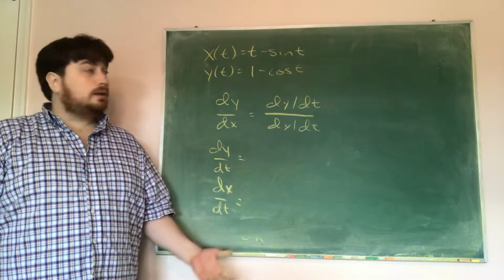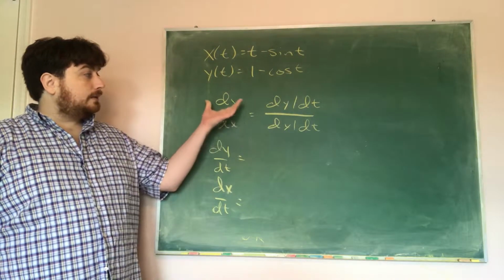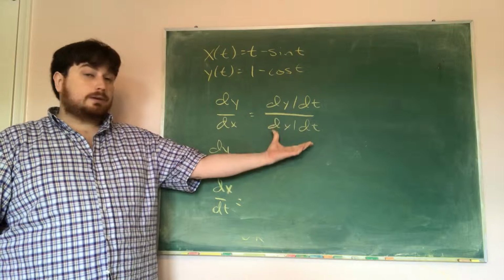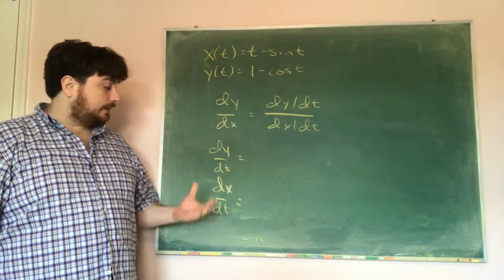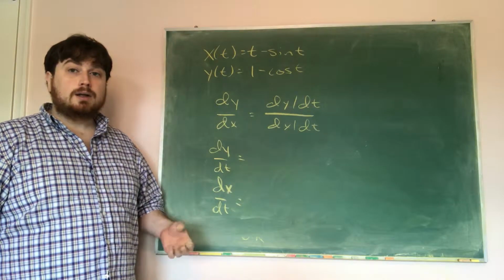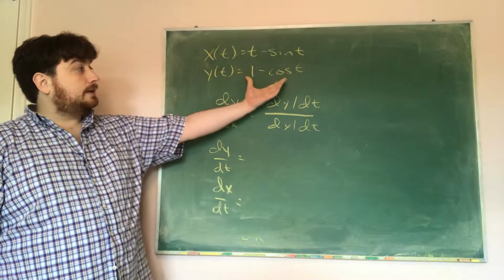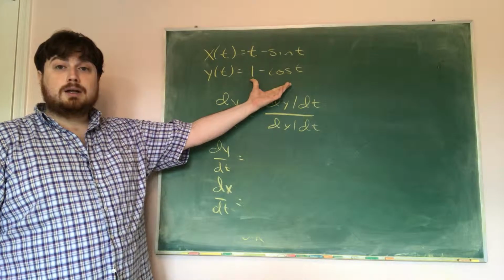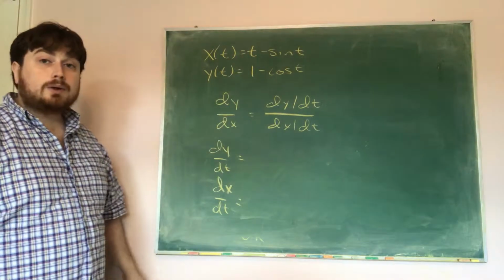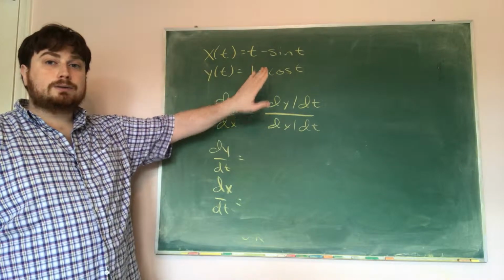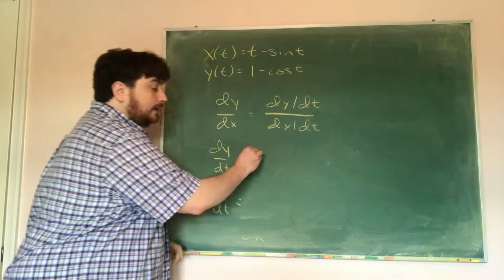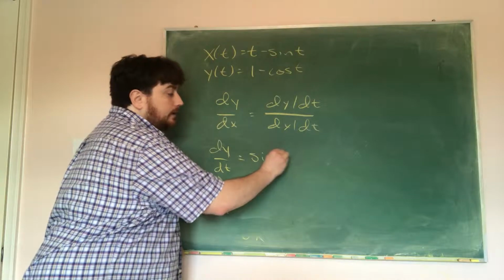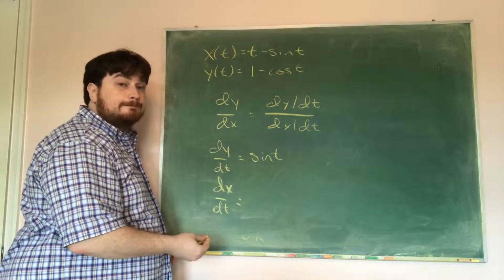So now as we continue, we just found that dy/dx is just dy/dt over dx/dt, so we have to find dy/dt and dx/dt. To find dy/dt, we just take the derivative of this with respect to t. So the derivative of 1 is 0. The derivative of negative cosine of t is sine of t. So we get dy/dt is just sine of t.